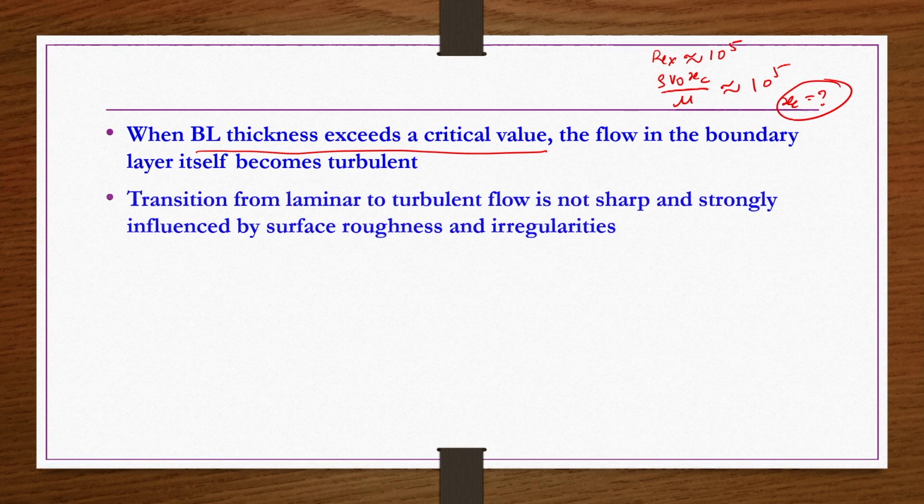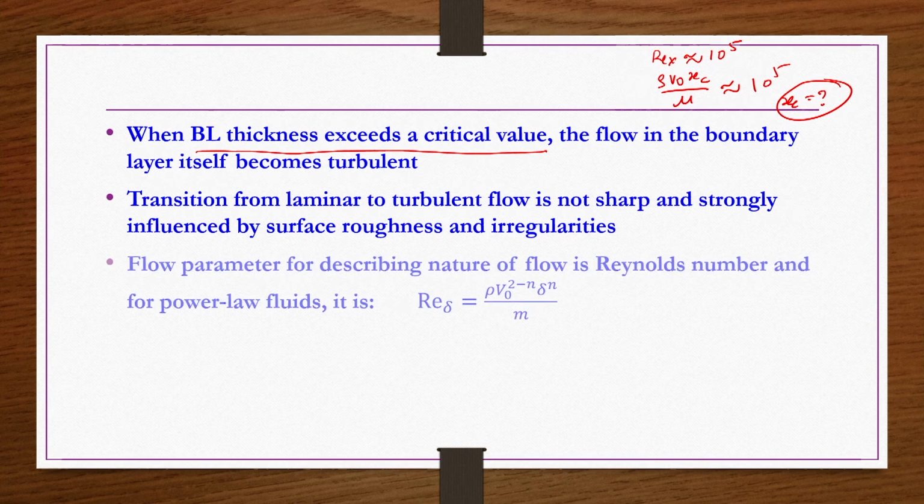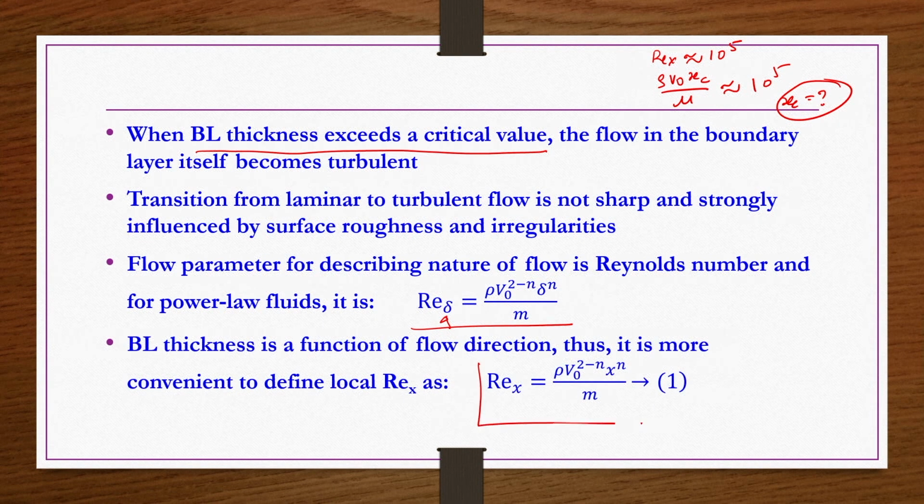Okay. So, the transition from laminar to turbulent flow is not sharp and is strongly influenced by the surface roughness and irregularities. The flow parameter for describing the nature of flow is the Reynolds number, and for power law fluids we know this is defined like this. This is defined for a boundary layer thickness delta, but if you define the local Reynolds number for a power law fluid, then you have Rex, that is rho V naught power 2 minus n x power n, divided by m. Okay.